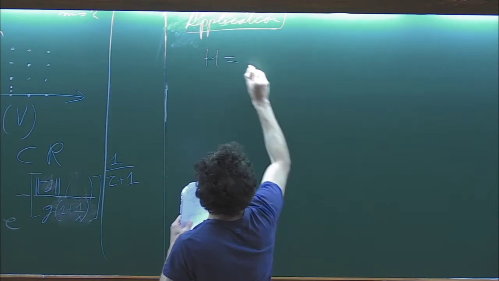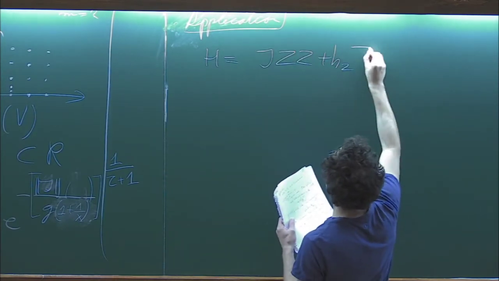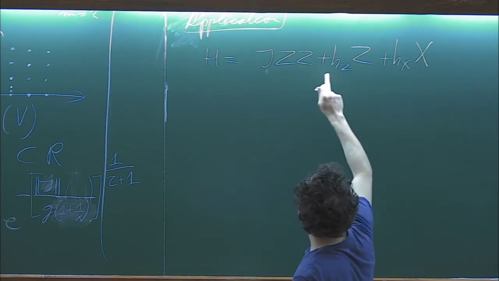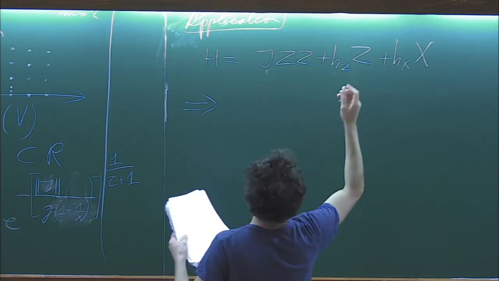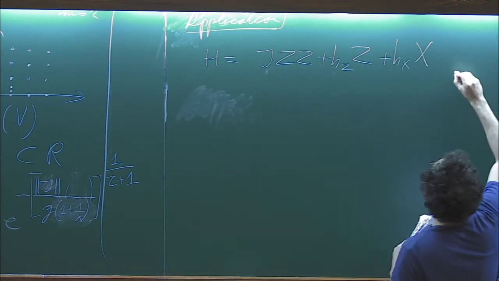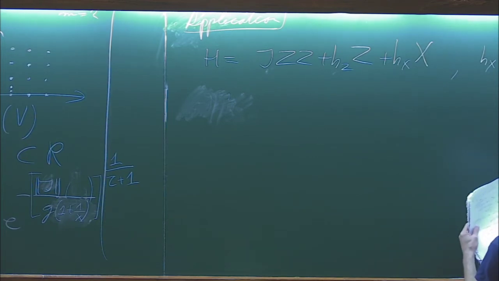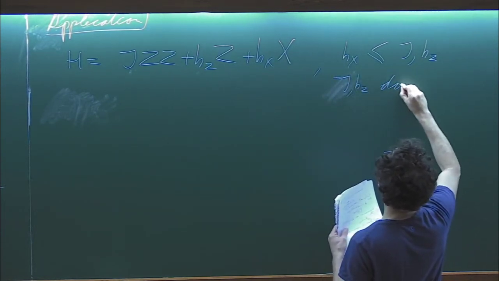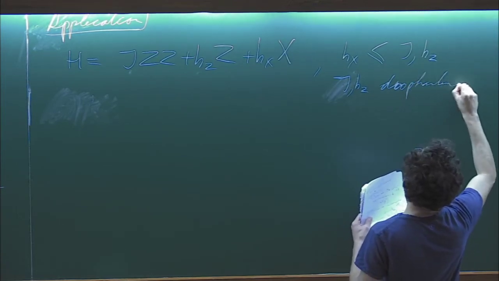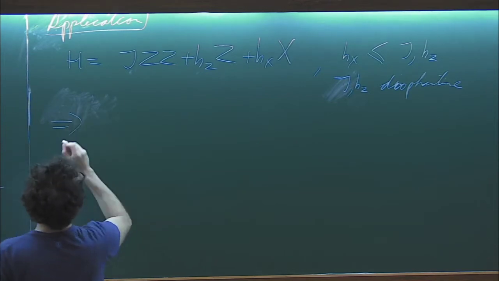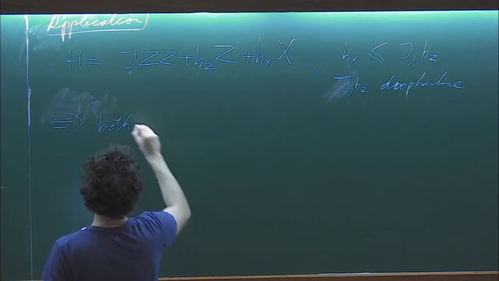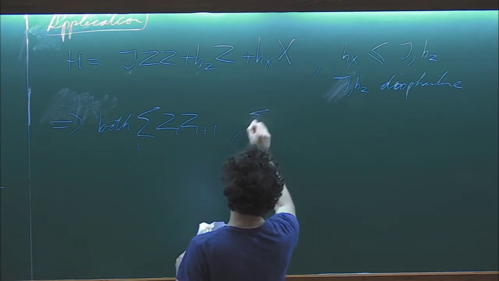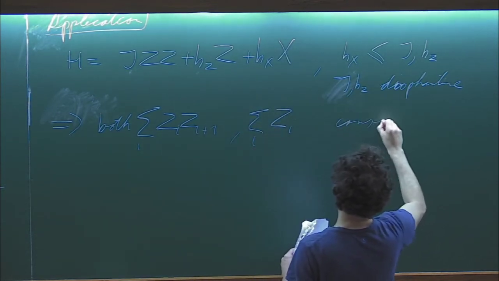So you have the Hamiltonian, which is J ZZ plus H_Z Z plus H_X X, right? And you assume that your Diophantine condition is good for J and H_Z. So you say H_X is small, right? H_X smaller than J and H_Z, and J, H_Z Diophantine. Then you have here two conservation laws: both ZZ and the magnetization are conserved.